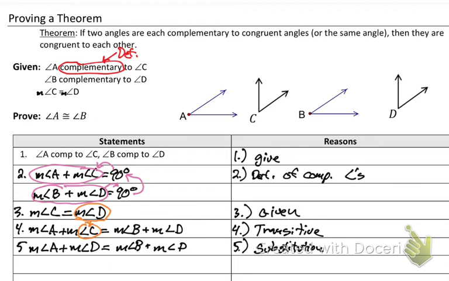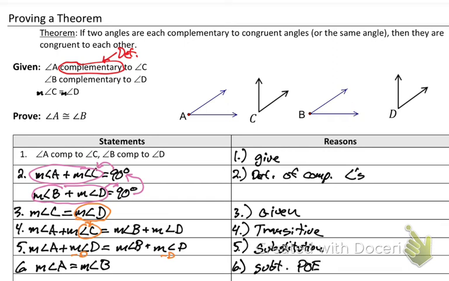Okay. So now I need A and B alone. How do I do that? How do I get rid of D and D from both sides? Subtraction property of equality. So our step 6 will be, we're basically subtracting angle D from both sides. We have measure of angle A equals measure of angle B because we subtracted D from both sides. That is our subtraction property of equality.